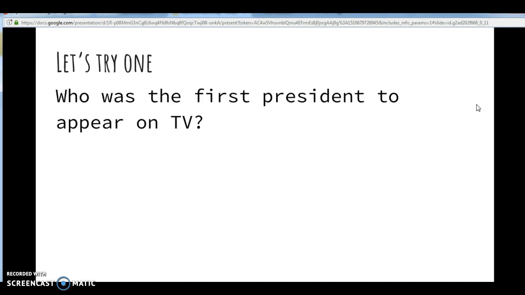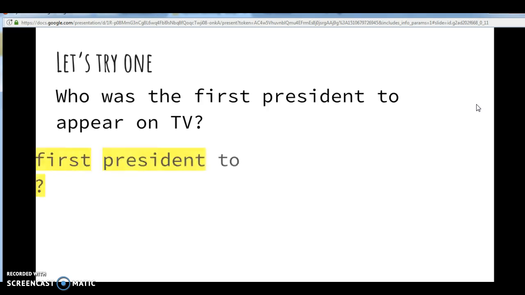So let's try another one. Who was the first president to appear on TV? All right, who was the first president to appear on TV? I want you to think about that, and I want you to look at those, and I want you to ponder, what would you highlight as the keywords? Okay, I'm going to give you a few seconds to think about it. Okay, if you need more, you can pause me, but here we go.